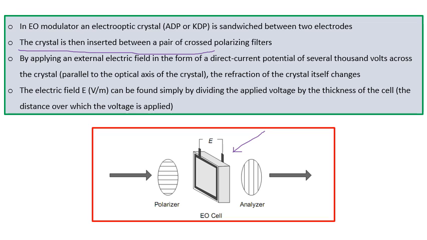The crystal is then inserted between a pair of crossed polarizing filters. These are two crossed polarizing filters, this one and this one. So it's inserted in a sandwich arrangement so that the electric field can be applied, and that will be a direct current, DC, potential of several thousands of volts, in the kV range, and that has to be parallel to the optical axis of the crystal. If this is your crystal, the optical axis is this one. So the electric field is also applied in this direction.